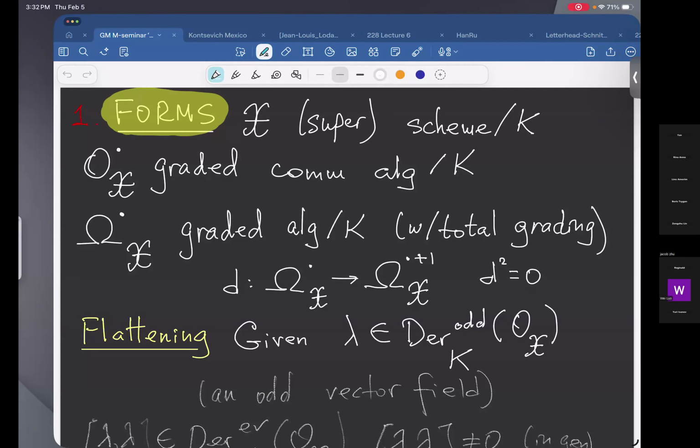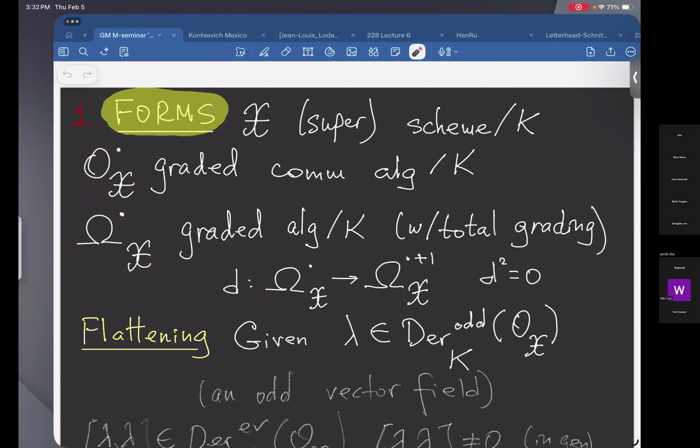So let me start with the classical case. For starters, let me have a super scheme, the spectrum of a Z2 graded or maybe Z graded commutative algebra. The functions are themselves a Z2 graded algebra, and the forms also have a Z grading, and a differential of degree 1 and square 0.